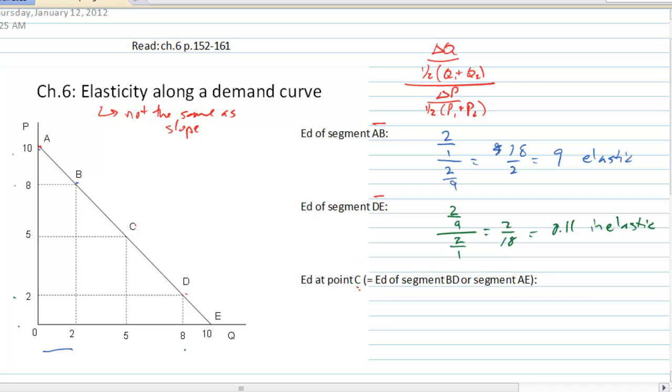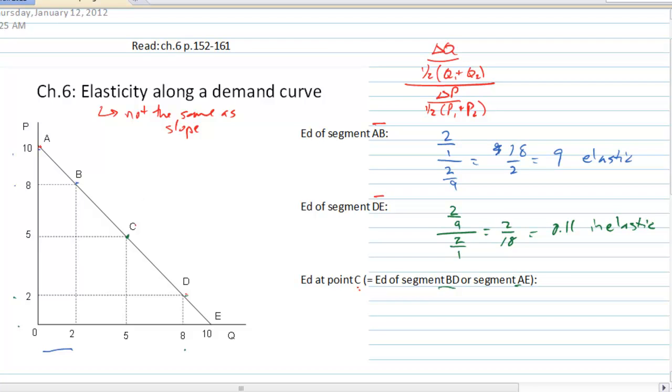So to find the elasticity of a point using the midpoint method, all you have to do is take that point as the midpoint of any line segment. And we could even create our own since we know the slope of this line, but let's just use the points that we're given. You could use C as the midpoint of segment BD, as I say here, or C is also the midpoint of the entire line, or segment AE, I guess you can call it.